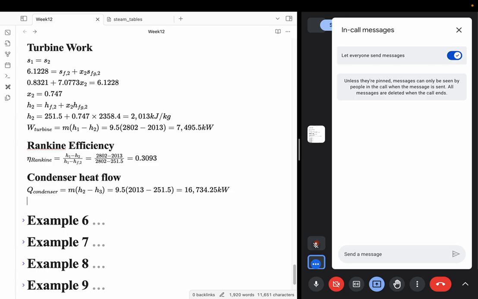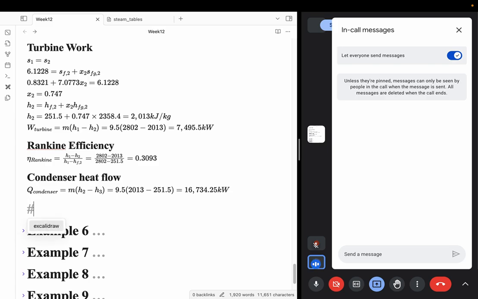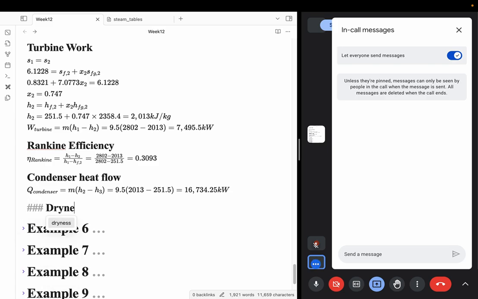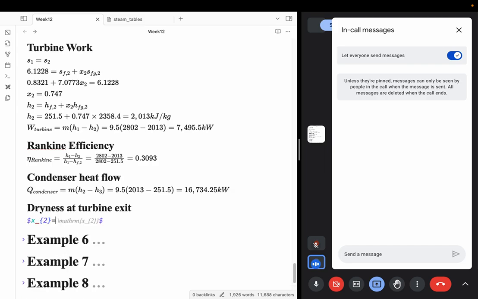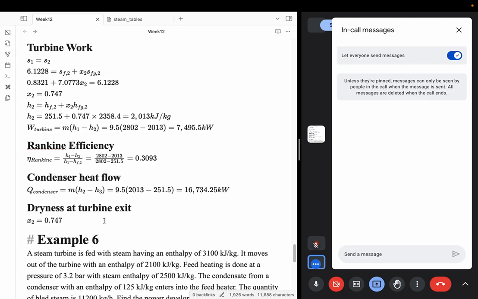16,734.25 kilowatts. And the last part asks you to find the dryness fraction, the dryness at turbine exit. This we have already calculated, so that is basically your x2, which we have already got as 0.747. Are there any questions in this? I hope there are no questions in this.